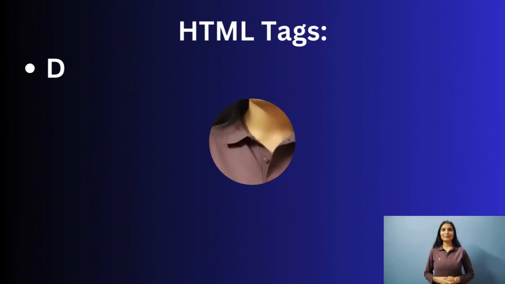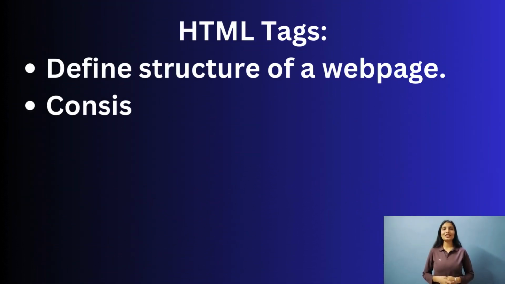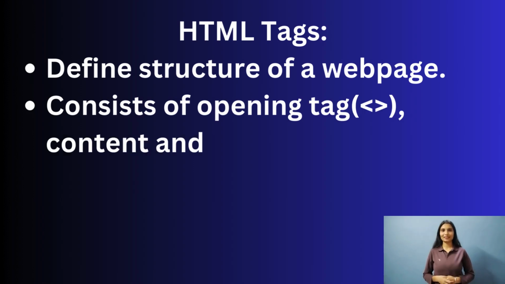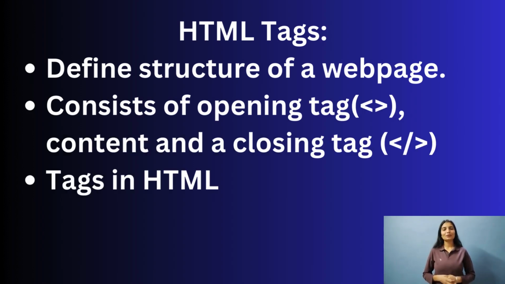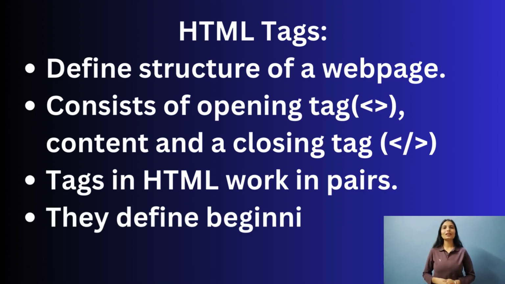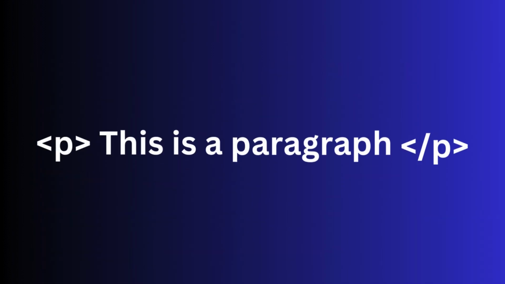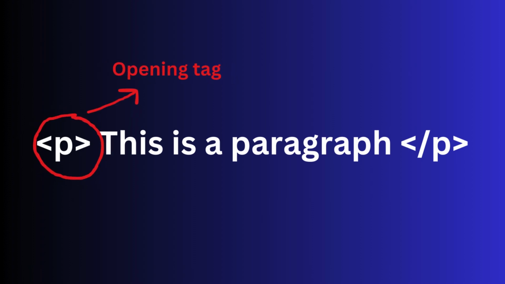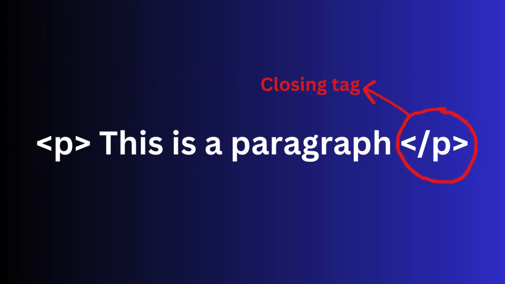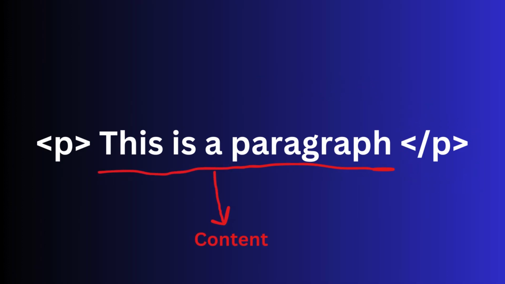Now that you have successfully created your first HTML page, let's delve deeper into HTML tags. HTML tags are the fundamental components that structure the content on a web page. They consist of opening tag, content, and a closing tag. They work in pair and define beginning and end of an element. Say for example this line of code displayed on your screen. Here, this tag right here, the opening, is the opening tag, and the one with the slash symbol is the closing tag, encapsulating the paragraph content, which says this is a paragraph.